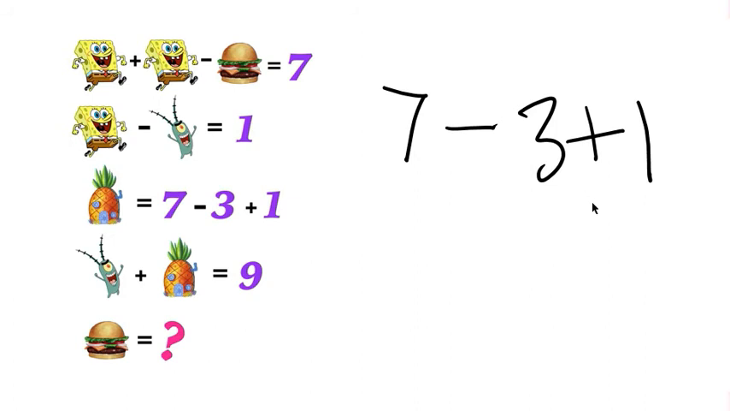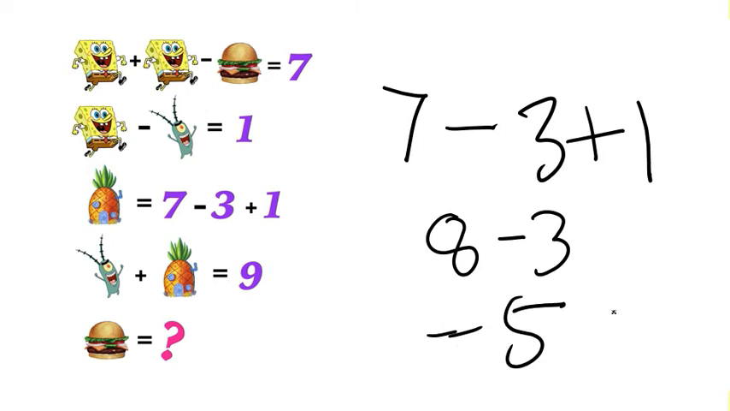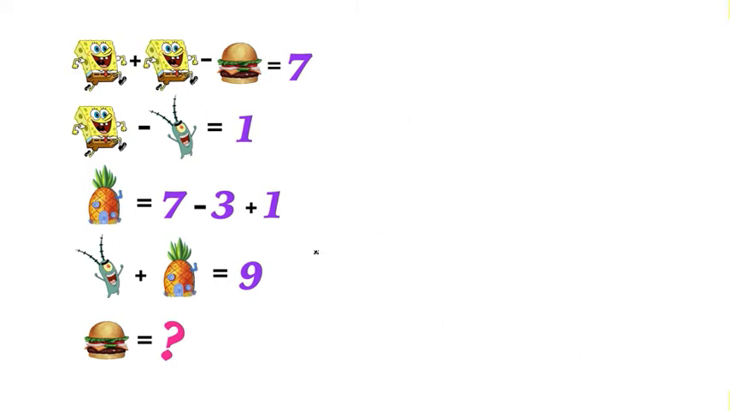So according to the DMAS rule, we will do addition first. So here it is 3 plus 1, but we will not do 3 plus 1 because there is a minus sign over here. So it will become minus 3 plus 1. So it is negative 3 plus 1. So instead, we will do 7 plus 1. 7 plus 1 is 8 and minus 3. And now we will do subtraction. So we will get 5. Okay, so now we know the value of this pineapple house.